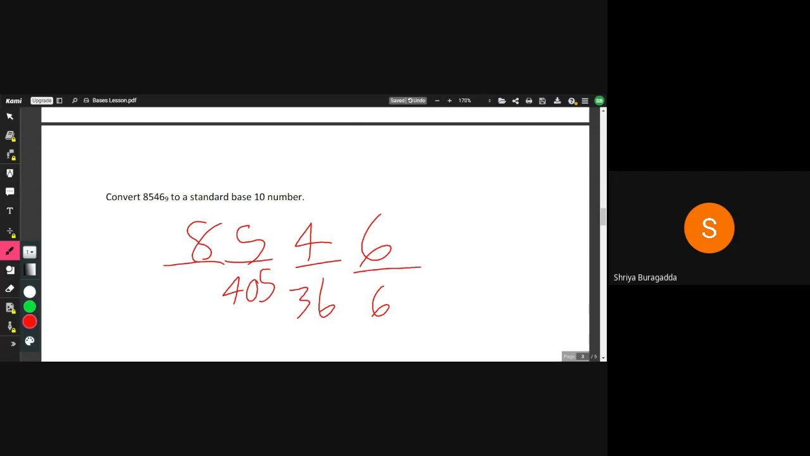And then this would be 9 cubed, so 729 times 8, which is 5832. And if you add all of those up, you get 6279 as your base 10 version of that number. So all of you guys were correct. Good job.